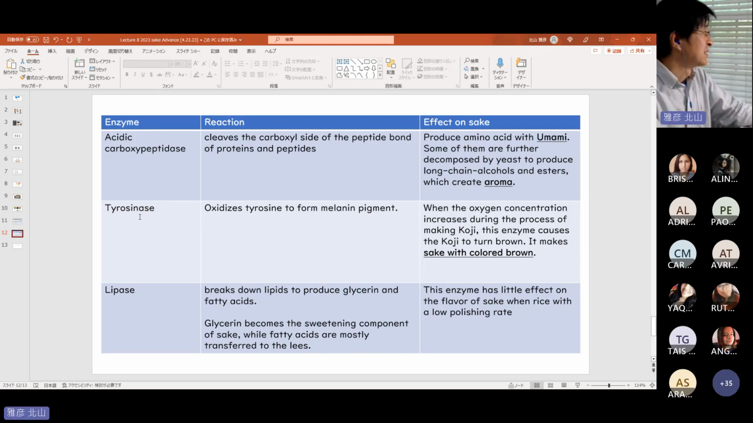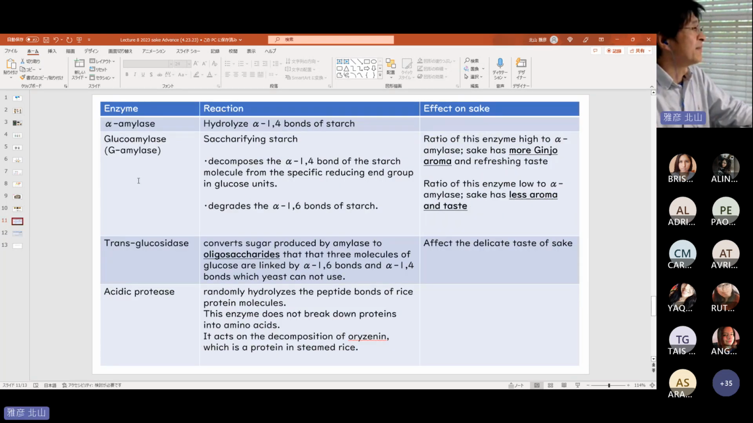So these are the major enzyme activities, or enzymes, that we expect koji to provide to make sake. So koji is a provider, or source, of these enzymes. But we need to control very carefully when and how much of this enzyme activity will be expressed from the genes that koji fungi has.